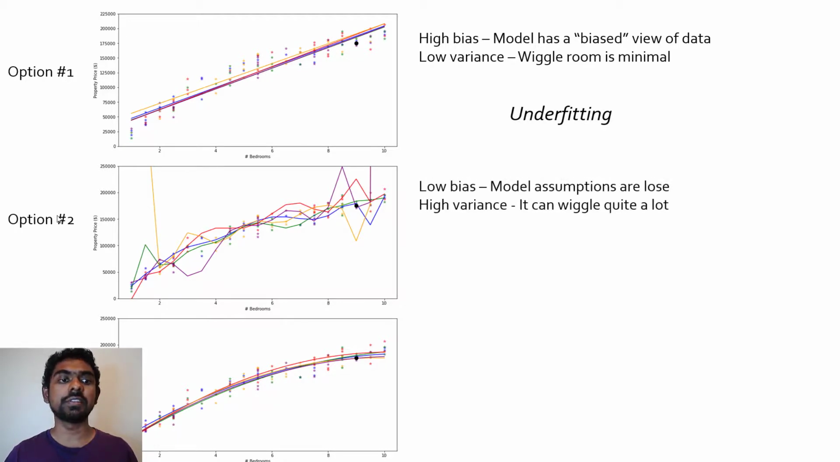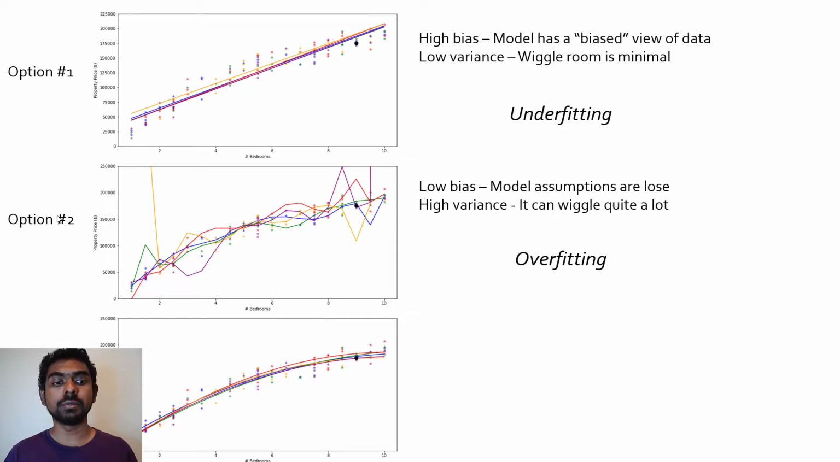Next, we have the polynomial regression model with a very high degree. This leads to a low bias, high variance model. It is a low bias model because the model assumptions are very loose, and it gives more degrees of freedom to model the data. However, because of having too many parameters to tweak, it has a lot of wiggle room, which leads to a lot of variance, therefore high variance. This is known as overfitting.